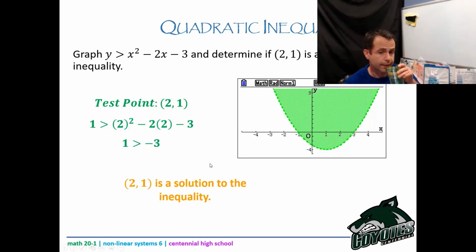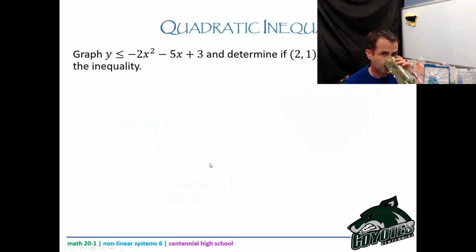Okay, we'll try another one. y is less than or equal to -2x squared minus 5x plus 3. And again, we're going to look at that point (2, 1) and see if it's a solution to this inequality. Again, this is the second one we just graphed by hand. Now you can go ahead and graph by technology. Pause me and get your picture ready so that we can compare.